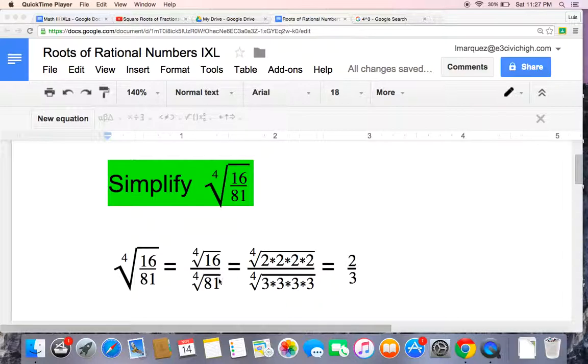In the denominator, I'm looking for a number that multiplied by itself 4 times will give me 81. In this case, the answer will be 3. 3 times 3 is 9, times 3 is 27, times 3 is 81. So my denominator becomes 3. My final answer becomes 2 over 3.